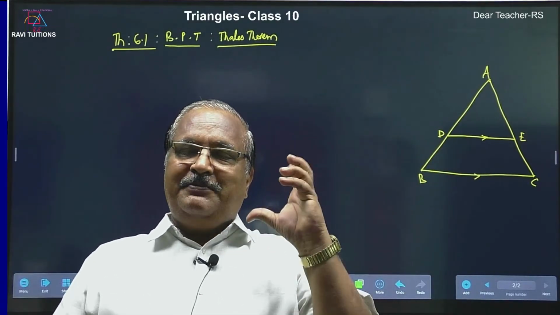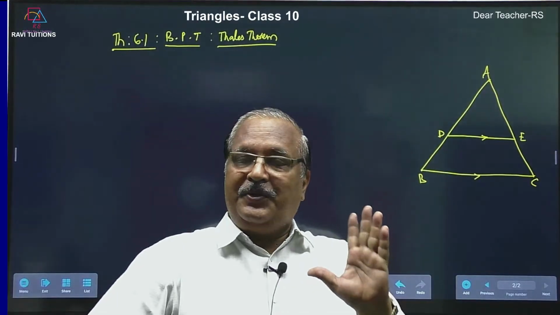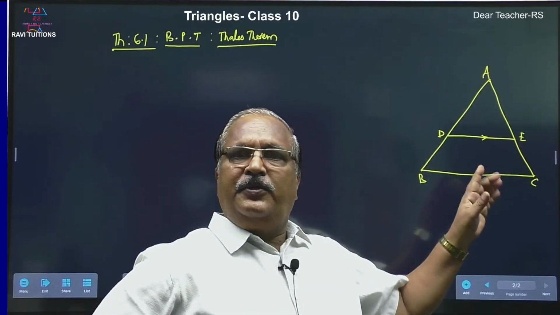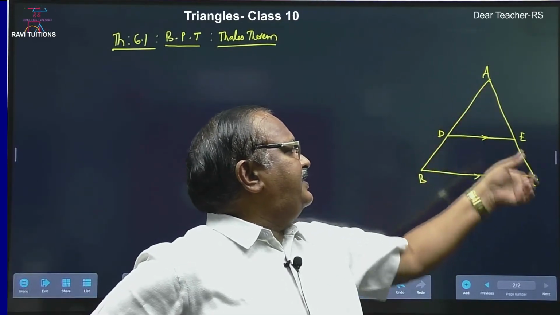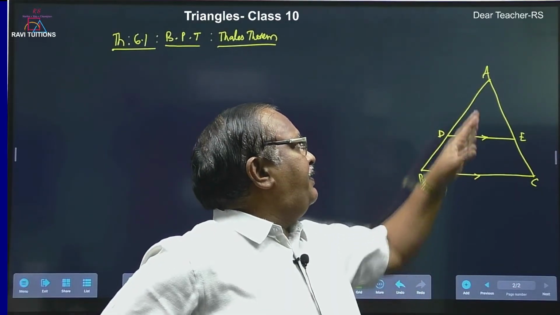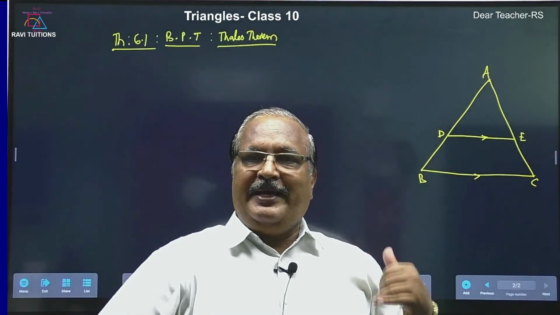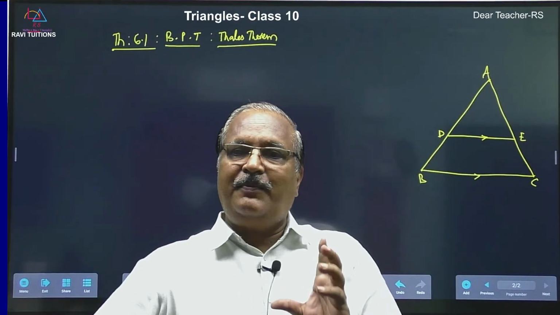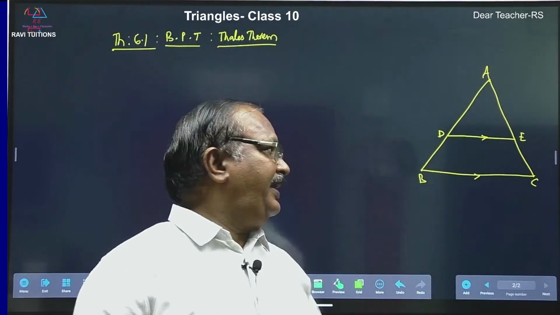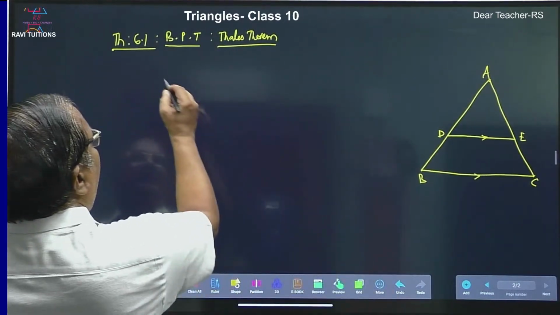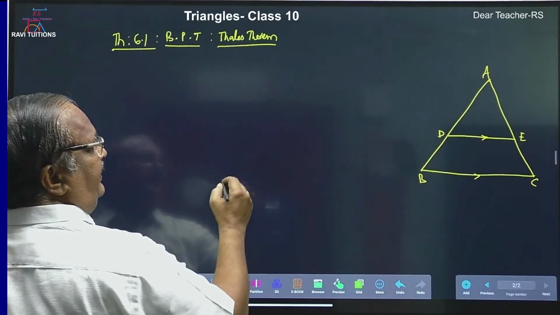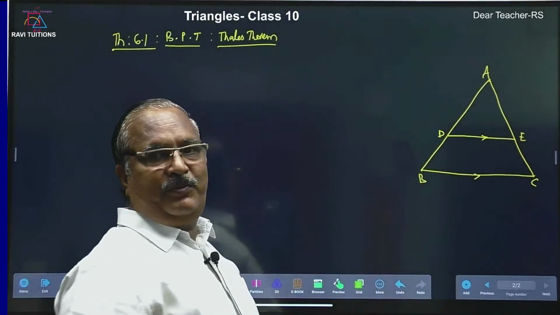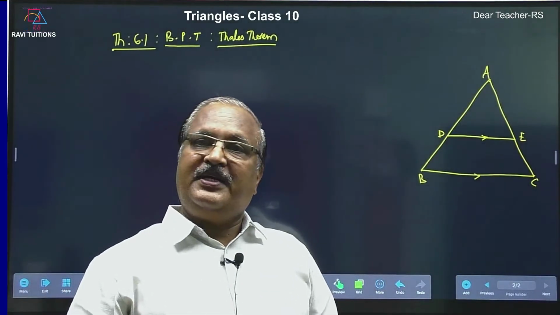How to remember the theorem very nicely? You have to apply it in different situations. So DE is parallel to BC. You can take DE parallel to AC. You can take DE parallel to AB. So there are 3 cases. I will explain with one case, and you try the other 2 cases. Then you will easily remember, right? So if DE is parallel to BC, then DE divides the other 2 sides in the same proportion.